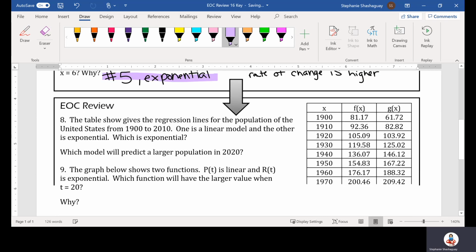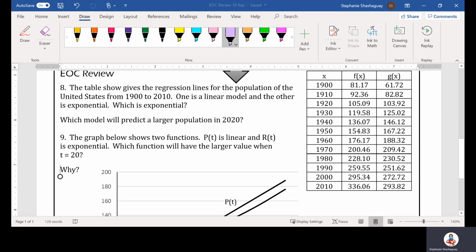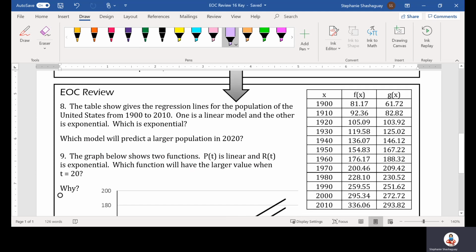All right, let's look at number 8. It says the table gives the regression lines for the population of the United States from 1900 to 2010. So one is a linear model and the other is an exponential model. Which one is exponential? Well, to determine that, I have to look at my change. So first I'm going to look at my g of x.